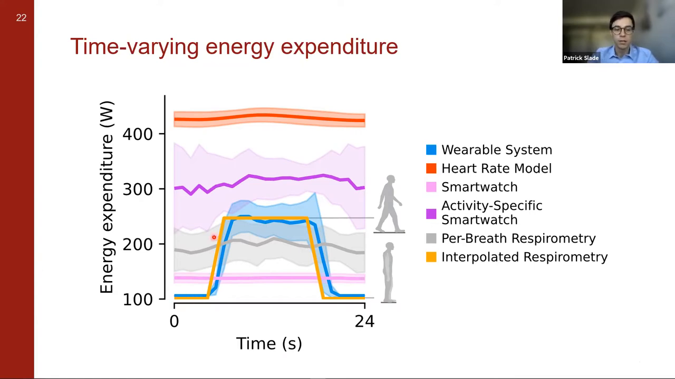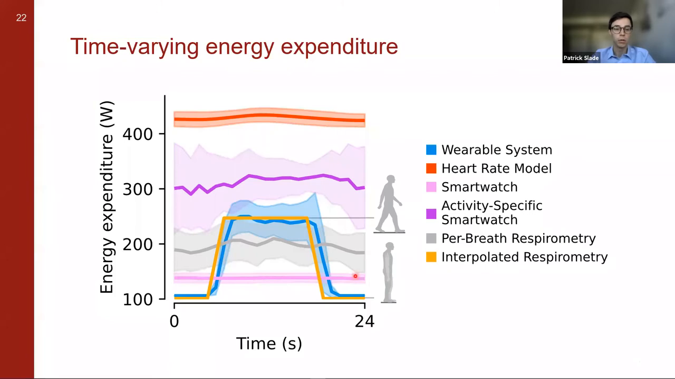So again, you can see that the wearable system really accurately tracks those short bouts, which is quite exciting. And this is due to the fact that we're estimating once per step and looking directly at leg motion. So as soon as somebody starts walking, we have a good idea of how much energy they're expending.